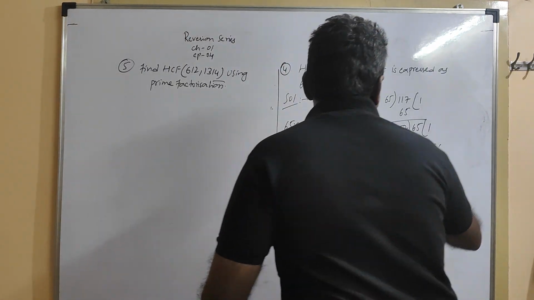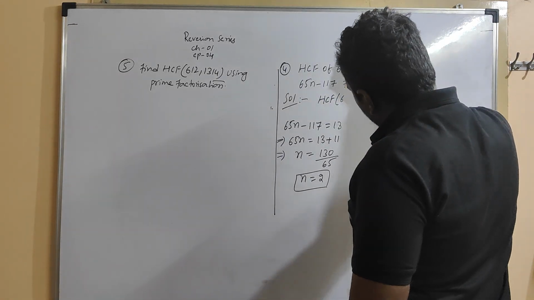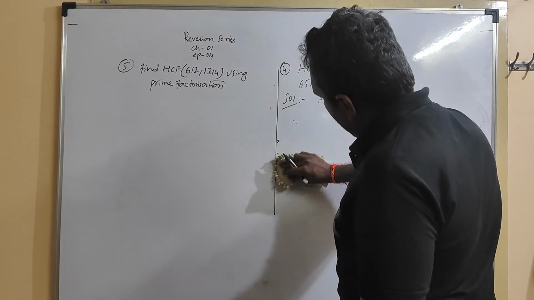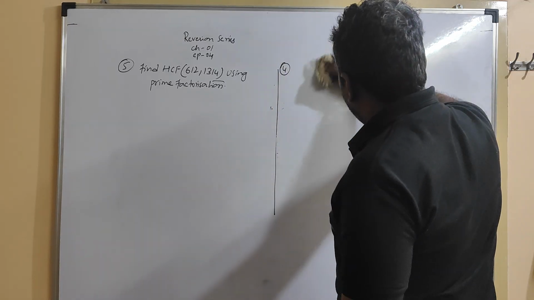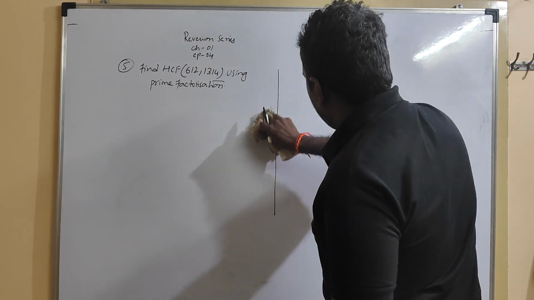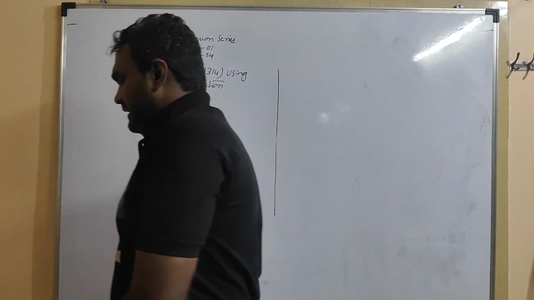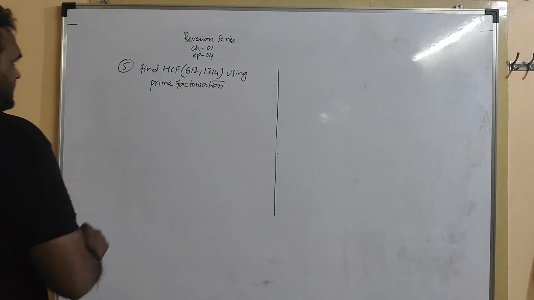So how to do using prime factorization? First you check what are the numbers which are divisible for the given number. That means you have to be very good with divisibility rules. Then only you can do prime factorization well. Divisibility rules are there that you have to be very good.